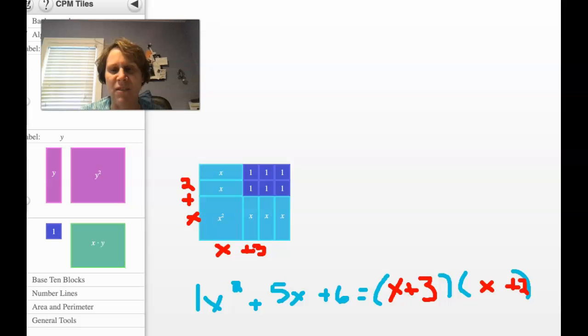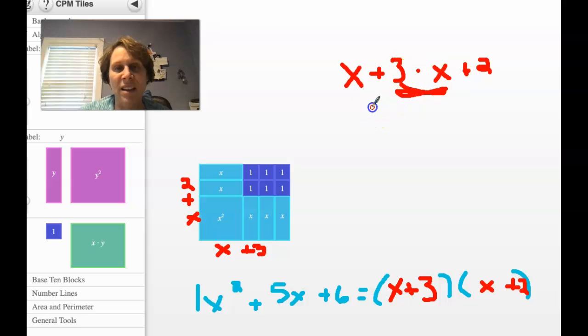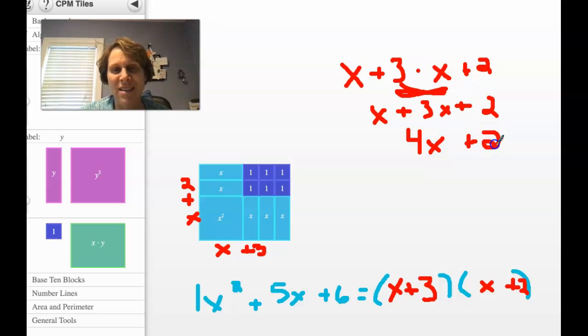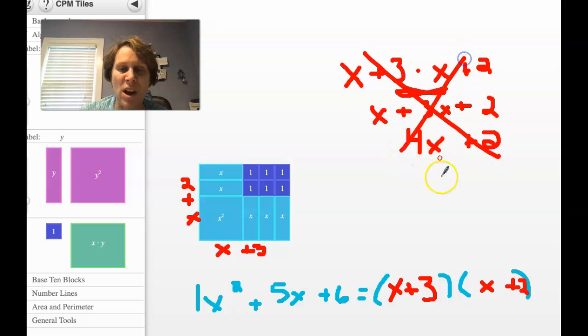Let's just imagine for a second if I didn't have those parentheses around my dimensions, and I just wrote, and sometimes I have kids write this, x plus 3 times x plus 2. Well, I'm only multiplying here the 3 and the x, so then I have x plus 3x plus 2 without those parentheses, and that gives me 4x plus 2. Not so good. So that is why we must have parentheses to get the correct area.